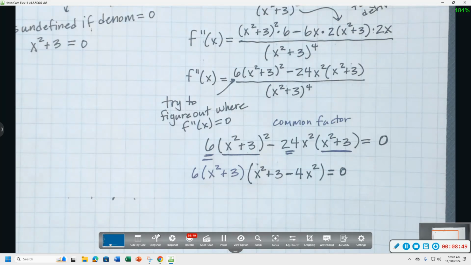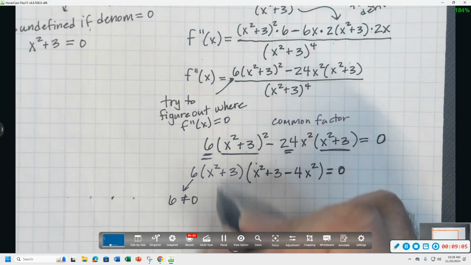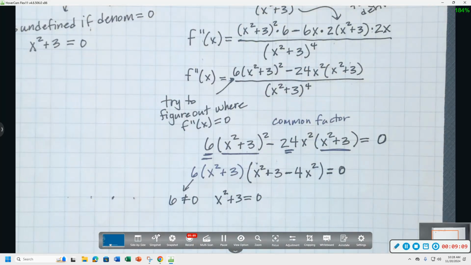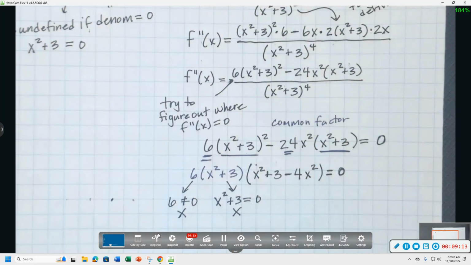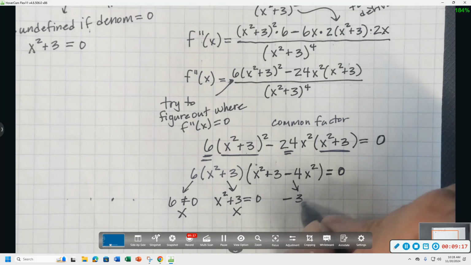Okay, look, if I have something that equals 0, and I can get it as a bunch of factors, then I'm in great shape because I can say each one of those factors, I'm going to look for when that equals 0. Okay? Does 6 equal 0? Nope. Is x squared plus 3 ever going to be 0? No. Dead end, right? Like these are dead ends. Not going to happen.